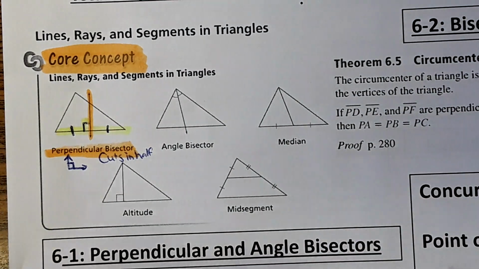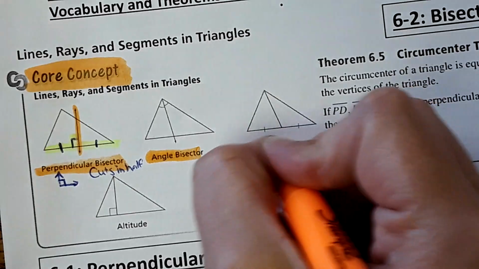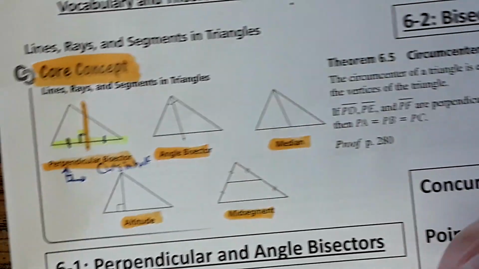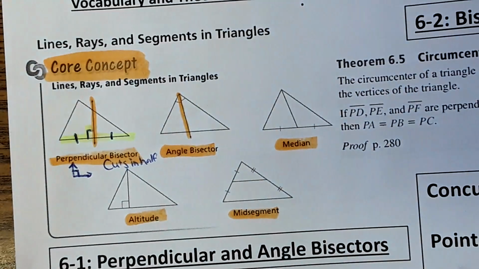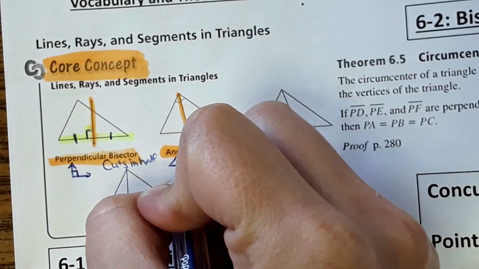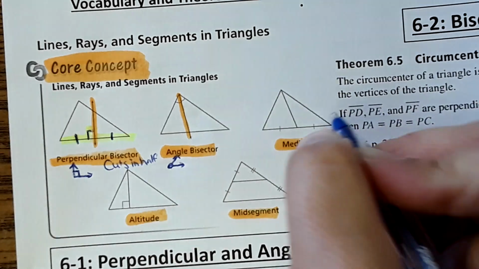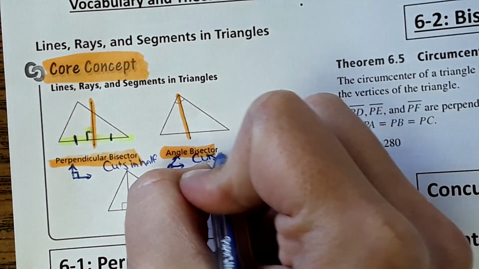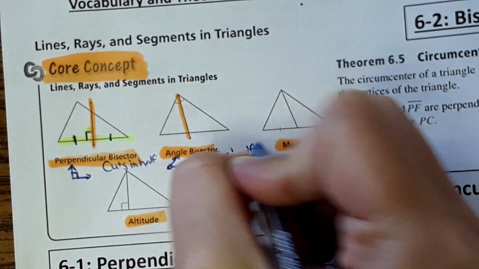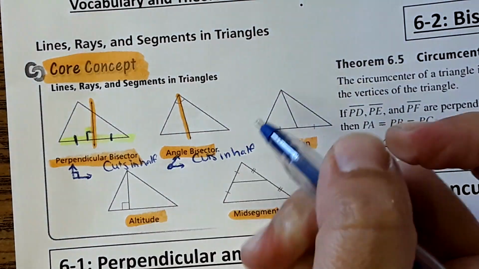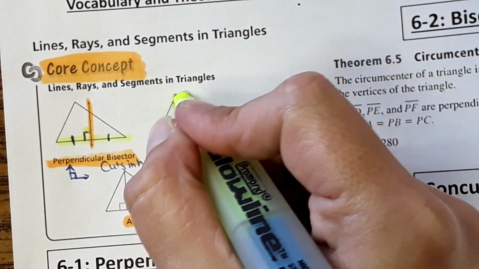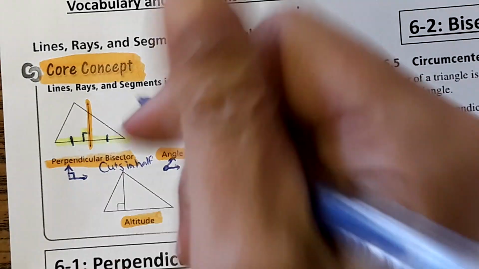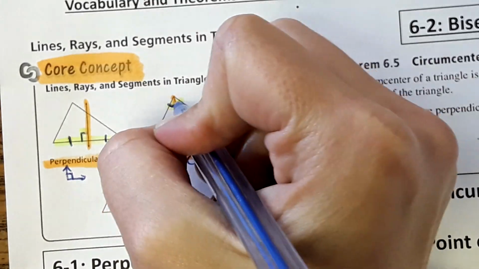Then the next one is angle bisector. Actually, while I'm highlighting, I'll just highlight all the names. So angle bisector is this line right here. And just by definition, an angle is two rays that come together at a common endpoint. And bisector, again, cuts in half. But in this sense, we're cutting the angle in half. So both sides of the angle are the same measure over here. So this angle is the same as this one.